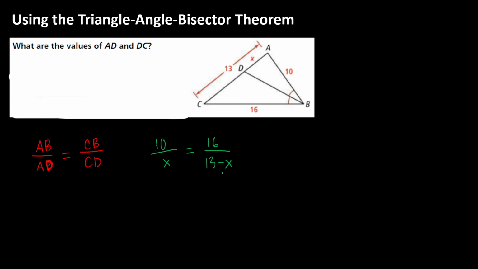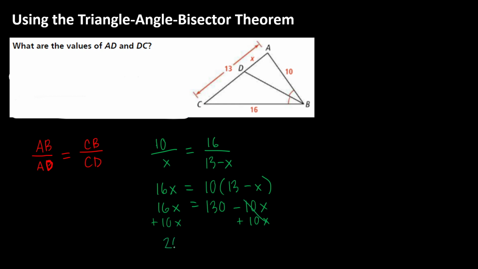Okay, cross multiplying again, X times 16, you get 16X. And then we need to multiply 10 by the expression 13 minus X. So 10 times 13 minus X. So we're distributing the 10. 10 times 13 is 130. 10 times negative X is negative 10X. We're going to combine like terms here. I'm going to add 10X to both sides. So I get 26X equals 130. And I'm going to divide both sides by 26. So 130 divided by 26 is going to be 5.